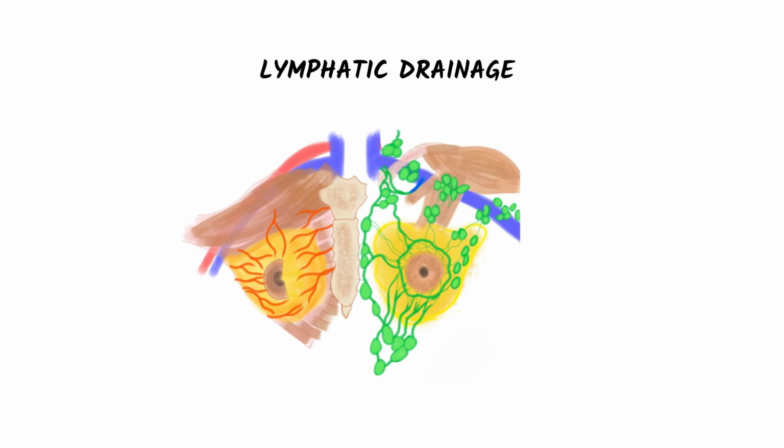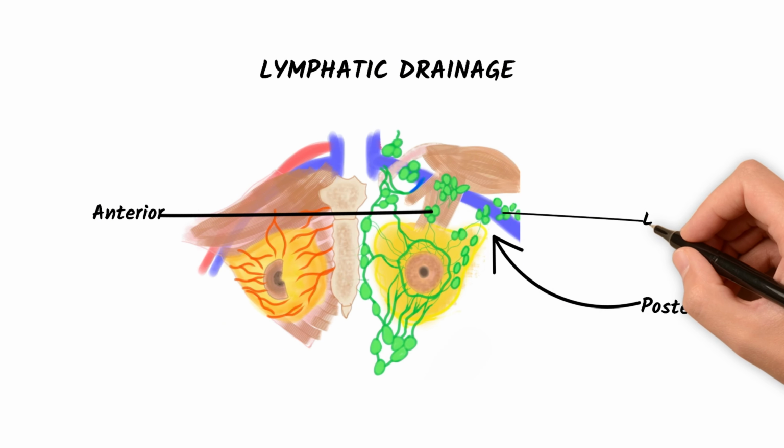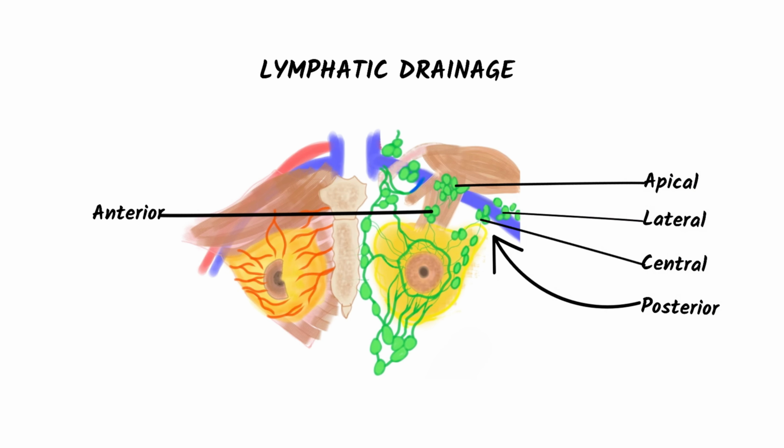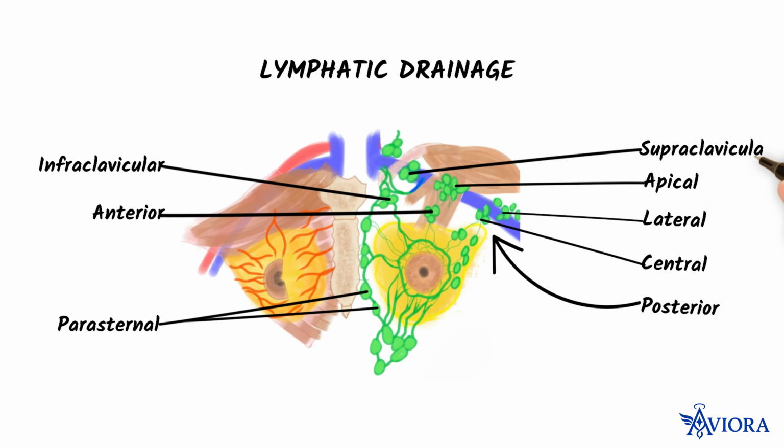Lymphatic drainage of the breast is clinically very important, as breast cancer is common and malignant cells frequently spread along these pathways. The majority of lymph drains to the axillary lymph nodes, which are organized into the anterior, posterior, lateral, central, and apical groups. Additional lymphatic drainage occurs to the internal mammary, or peristernal, lymph nodes along the internal thoracic vessels, and to the apical, infraclavicular, and supraclavicular lymph nodes.